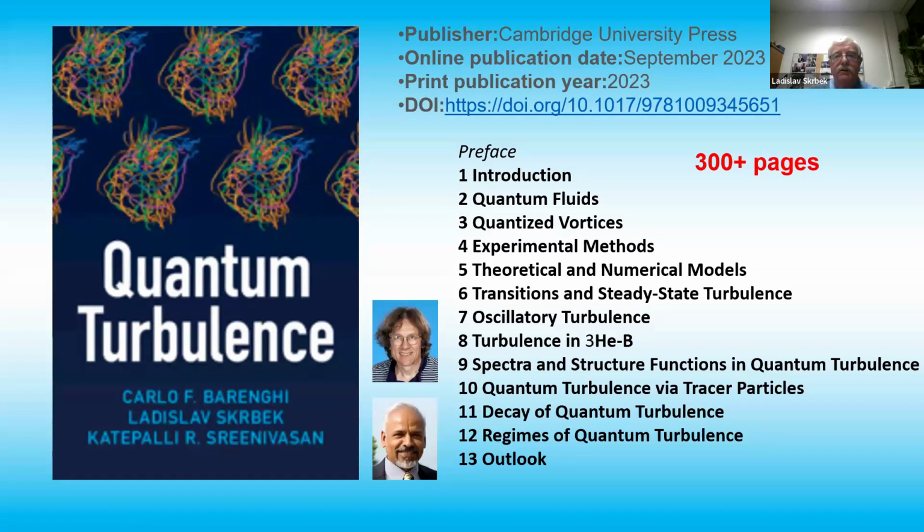It starts, of course, with a preface and introduction, and then we describe what quantum fluids are and what their main properties are. Then we introduce quantized vortices, and then there's a long chapter about experimental methods. Some of them are the same or similar to those used in classical turbulence, but some are pretty special, and they are all described in this book also. Then we switch gears and talk about theoretical and numerical models. Then we go to proper experiments and describe transitions and steady-state turbulence, oscillatory turbulence, and some special features of turbulence in superfluid helium-3B. Then we talk about spectra, structure functions, and also visualization of quantum turbulence via tracer particles, then about the decay, about regimes of quantum turbulence. That's basically what the book is all about.